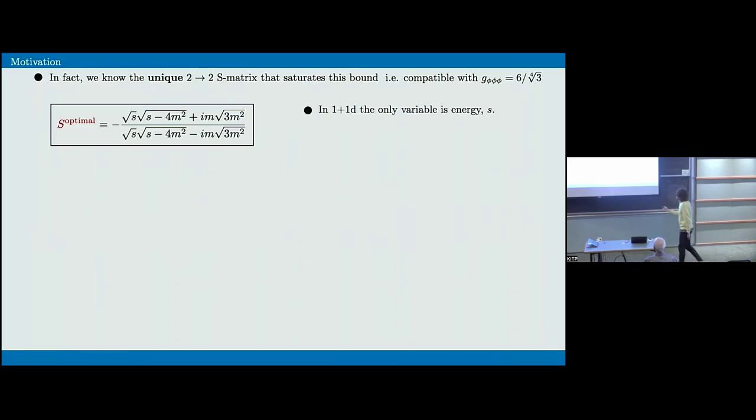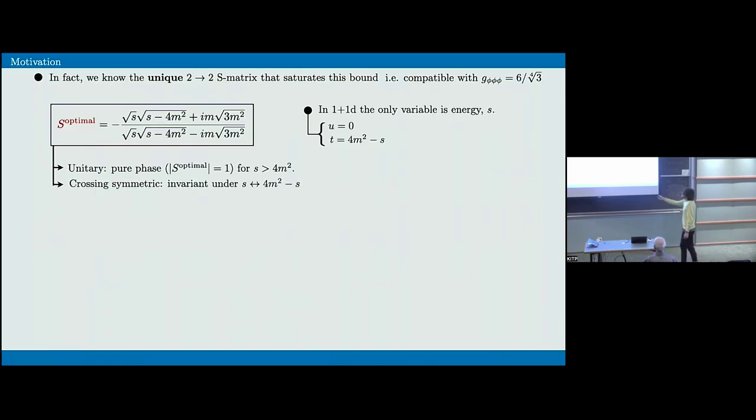So recall that we are discussing two dimensions, so the only variable is the energy S, there's no angles. So the other Mandelstam invariants are fixed in terms of S. U is 0, because you're always forward scattering, and T is 4m squared minus S. Now, this expression satisfies all that we could ask of an S matrix. It's unitary, it's a pure phase for S above threshold. It's crossing symmetric, it's manifestly invariant under S and T exchange.